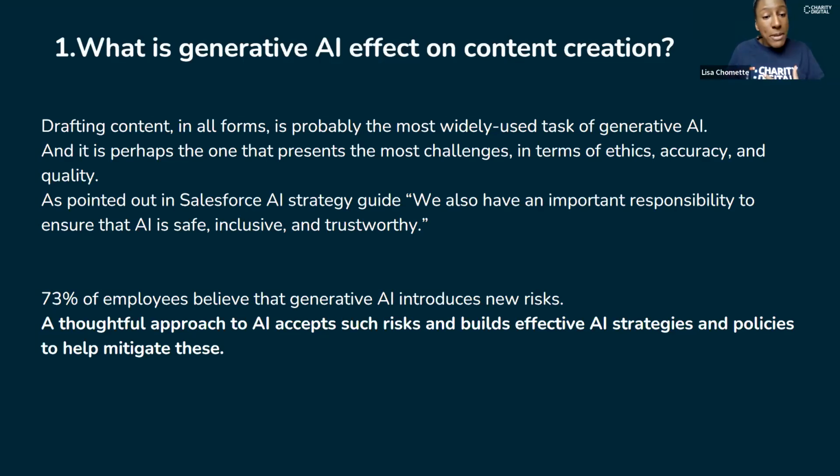There's a bit of a gap in trust, because for most CEOs, AI has become the number one priority, but 73% of employees believe that generative AI introduces new risk. So a thoughtful approach to AI accepts such risk, because AI is too big for us to completely ignore and not use at all, but it builds effective strategies and policies to help mitigate this risk.